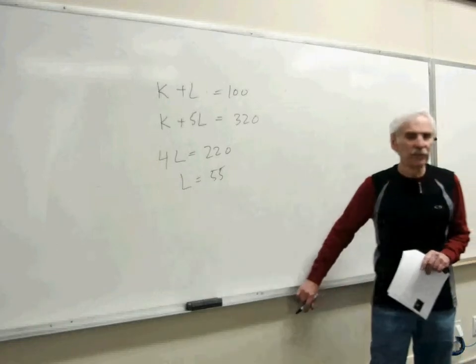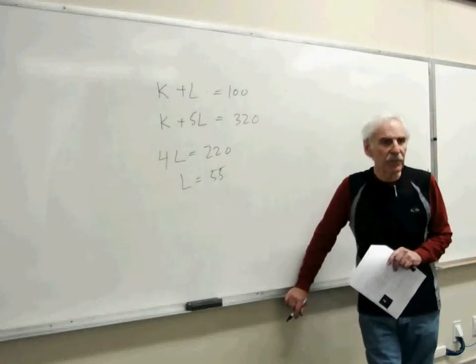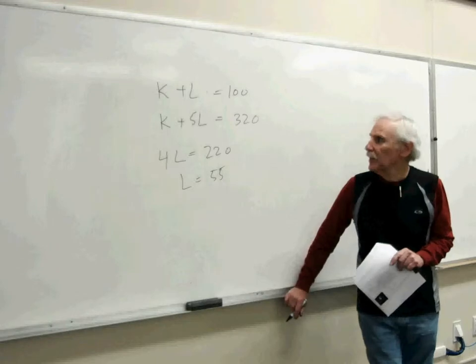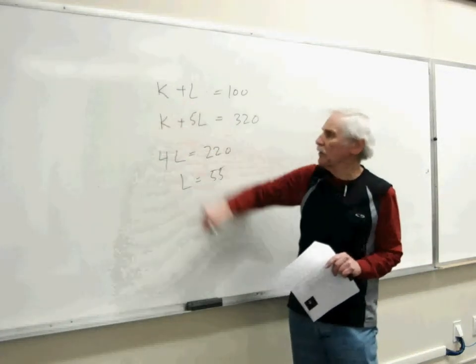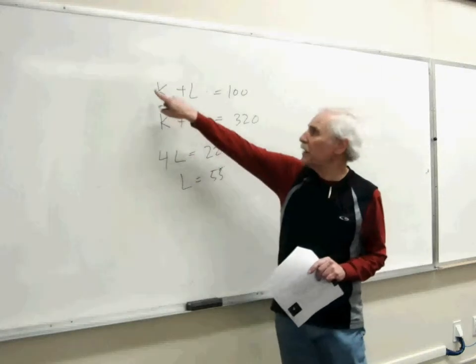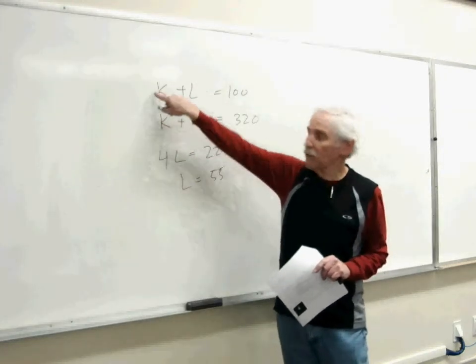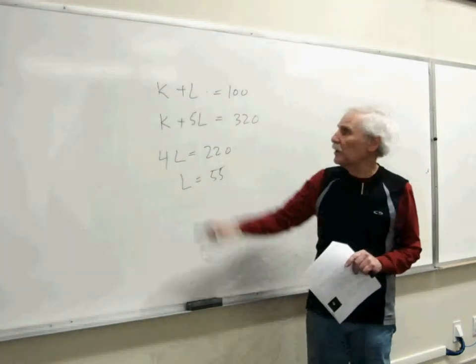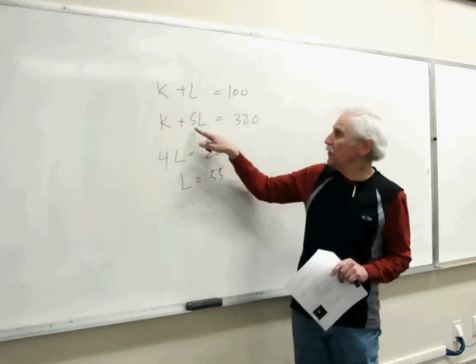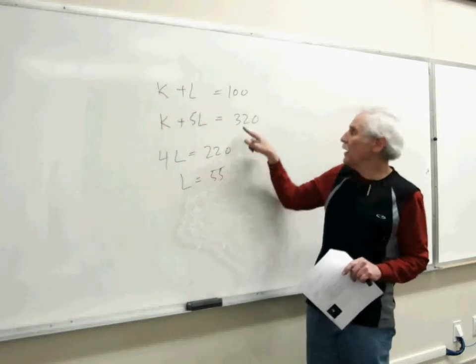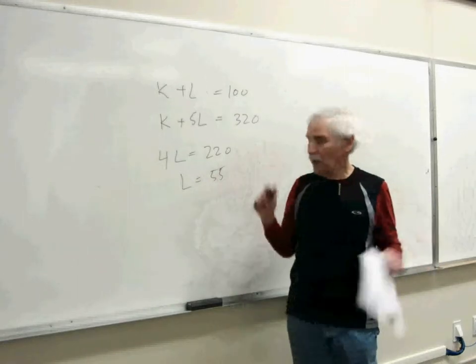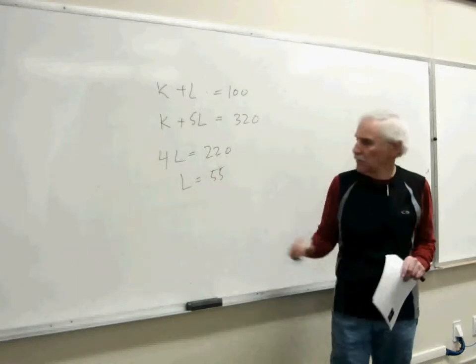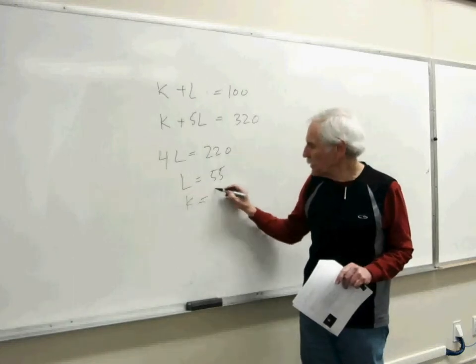Fast enough for you? It's just that easy, right? Wait, how did you score again? Sorry. Okay, I decided I'm going to use elimination to eliminate K. So I'm going to subtract from the second equation the first equation. That removes K, 5L minus L is 4L, and 320 minus 100 is 220. Divide by 4, and I'm done. And so therefore the number of keys has got to be 45.